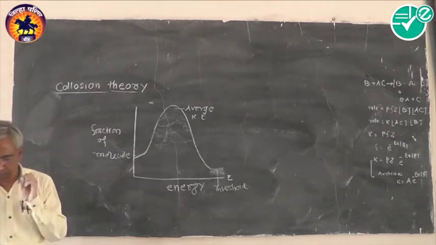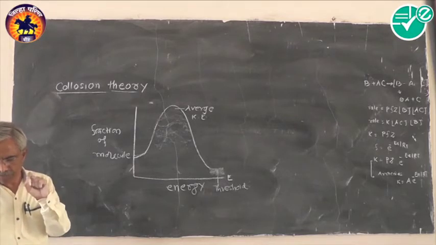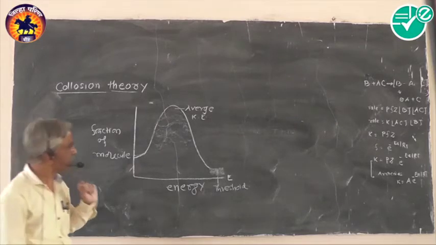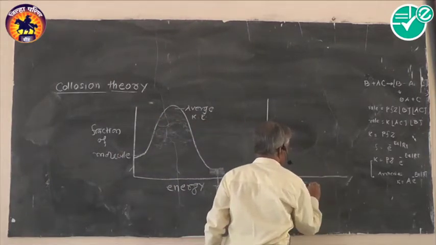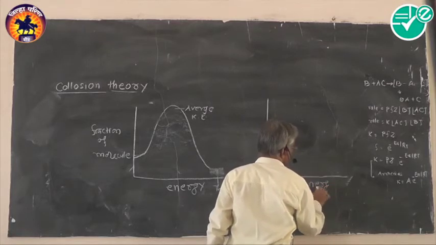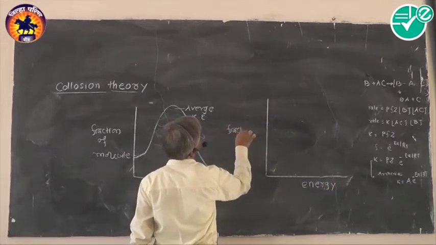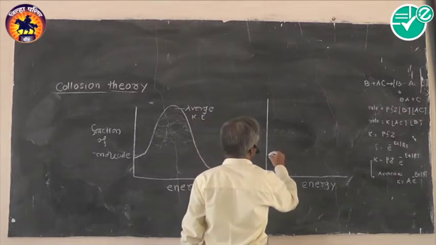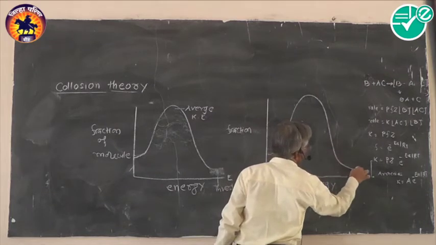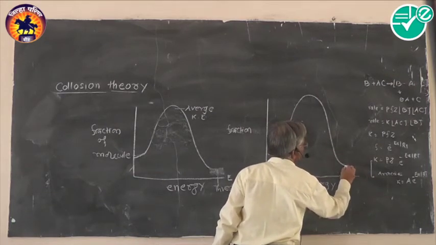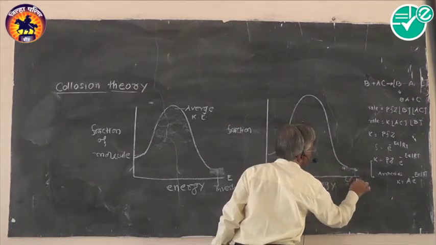Now what happens if the reaction is taken at a higher temperature? Let us take the same graph for the same reaction, energy and the fraction of molecules. This is the graph first of all, with this much threshold energy, and I will mark this shaded area as a, b, c and d.